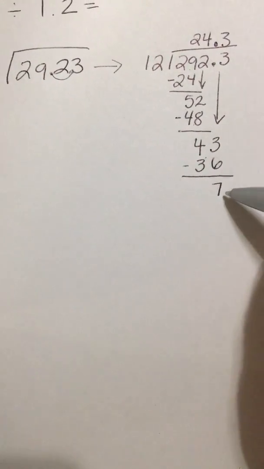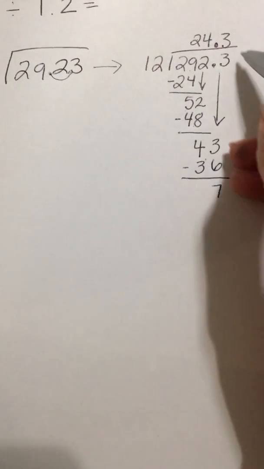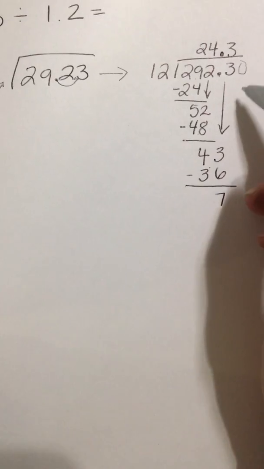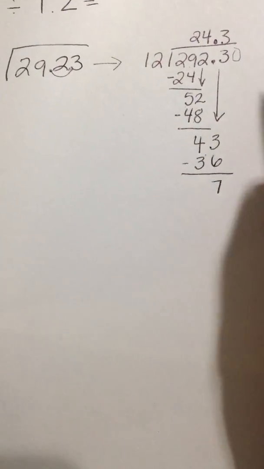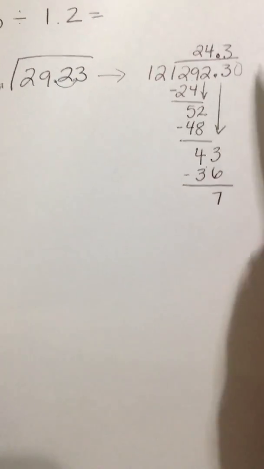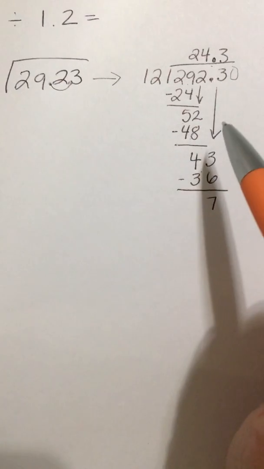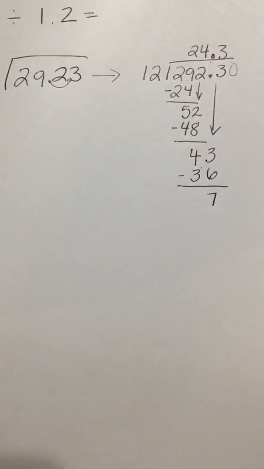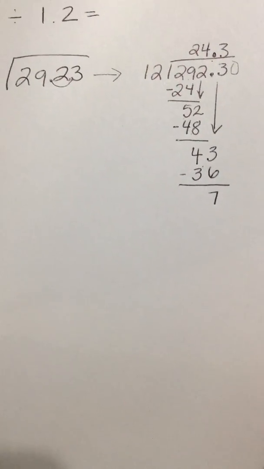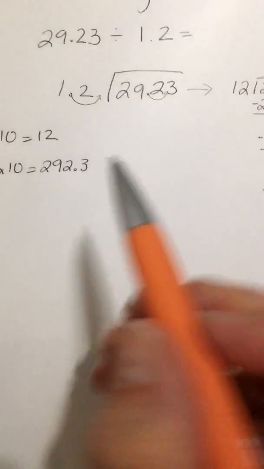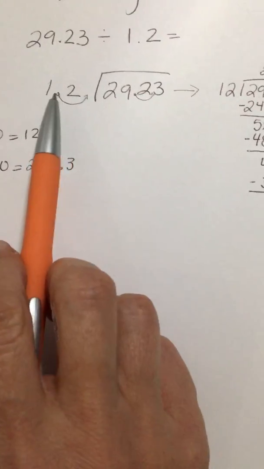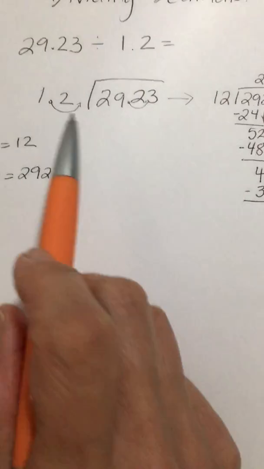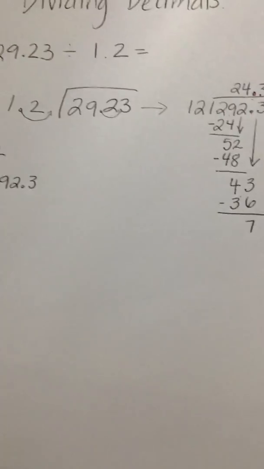In order for me to continue going and not having a remainder, I would put imaginary zeros right here and just keep going. I'm not going to do that. So if you had just left your answer as 24.3 with a remainder of 7, that would have been just fine. And that is how you divide when you have decimal points both in the divisor and in the dividend. Remember, you always have to get rid of them first.